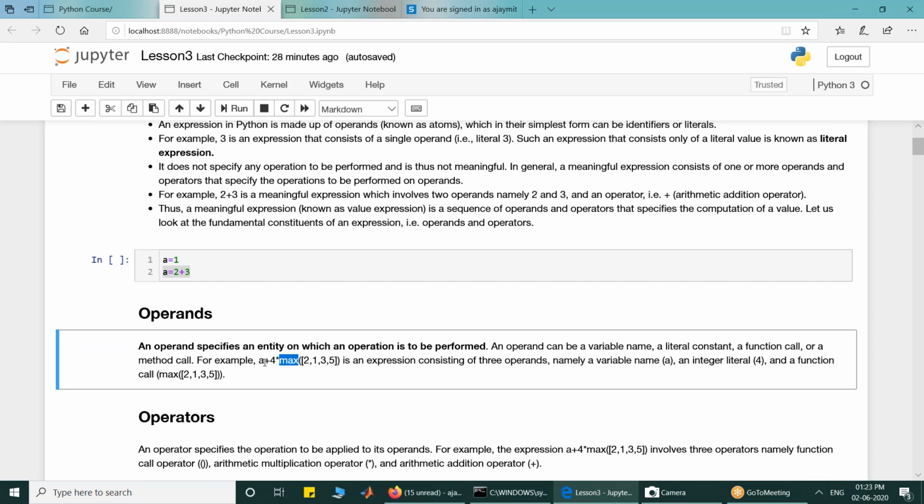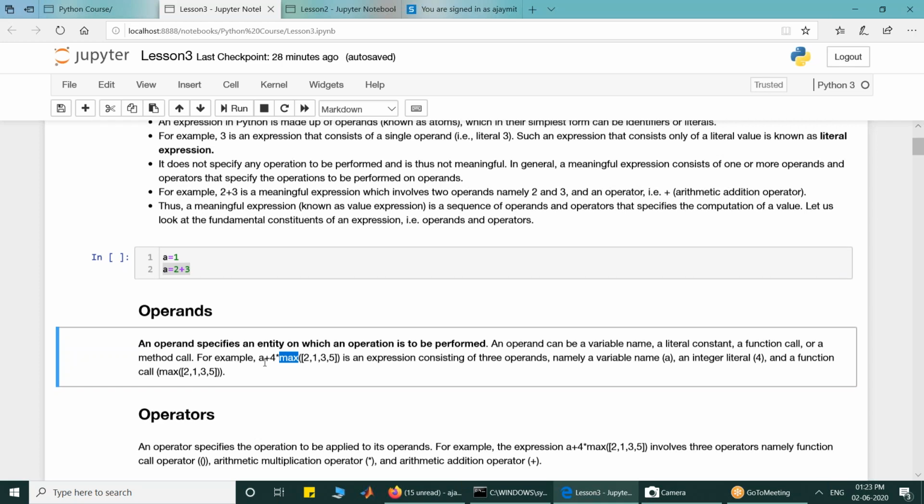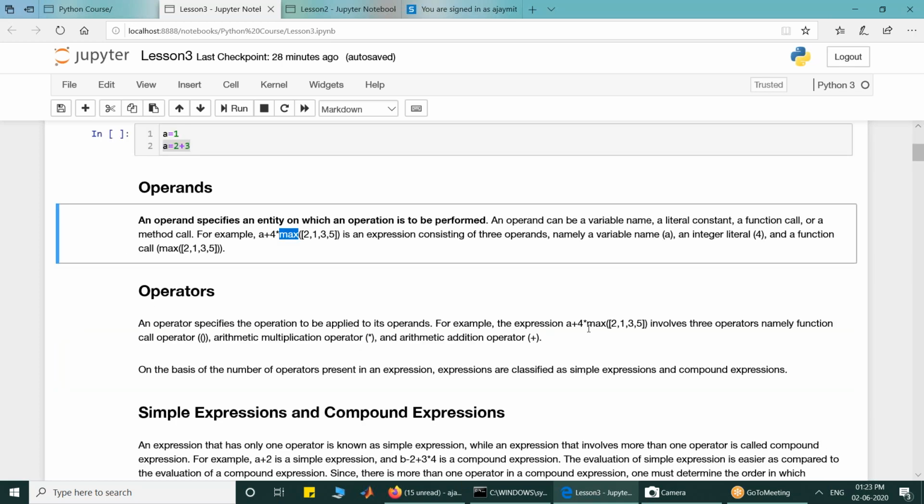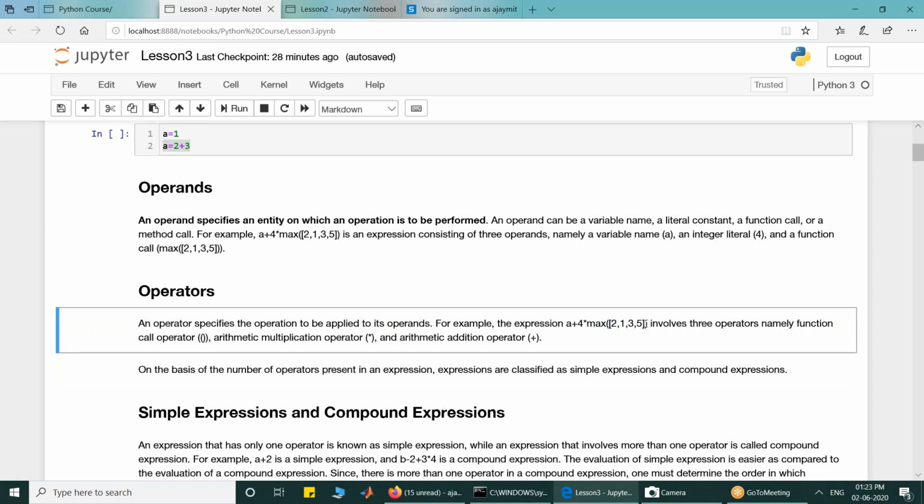And an operator specifies the operation which is to be applied on operands. In this case, the operators involved are the function call operator, which is used with max, the multiplication operator, and the arithmetic addition operator. So there are 3 operators involved: function call, arithmetic multiplication, and arithmetic addition.